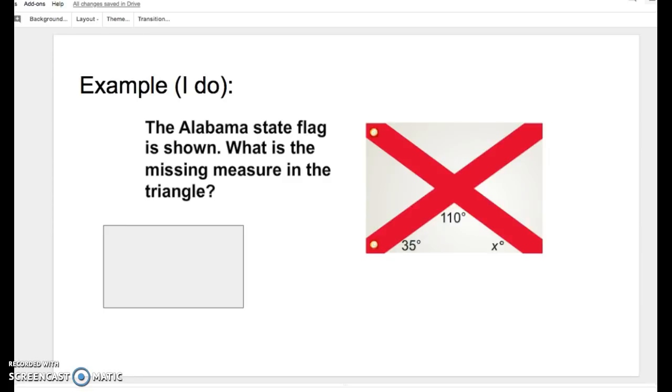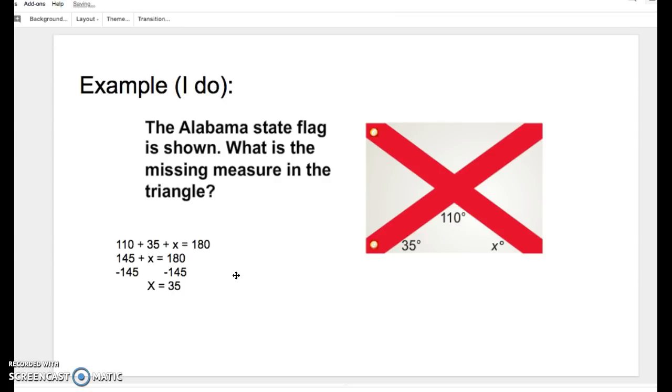Go ahead and pause the video. You guys complete this one. You're just looking at the Alabama state flag for this triangle. Okay, so you should have had 110 plus 35 plus x is equal to 180. Combine like terms, so 145 plus x is equal to 180. Subtract that 145, so x equals 35.